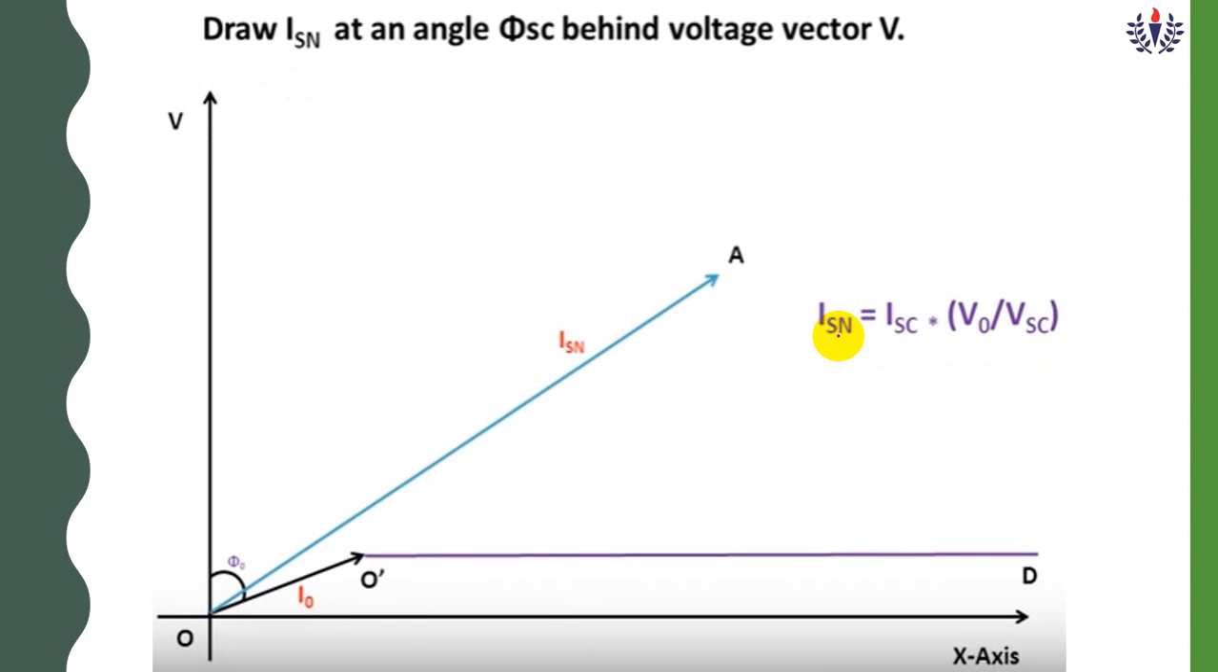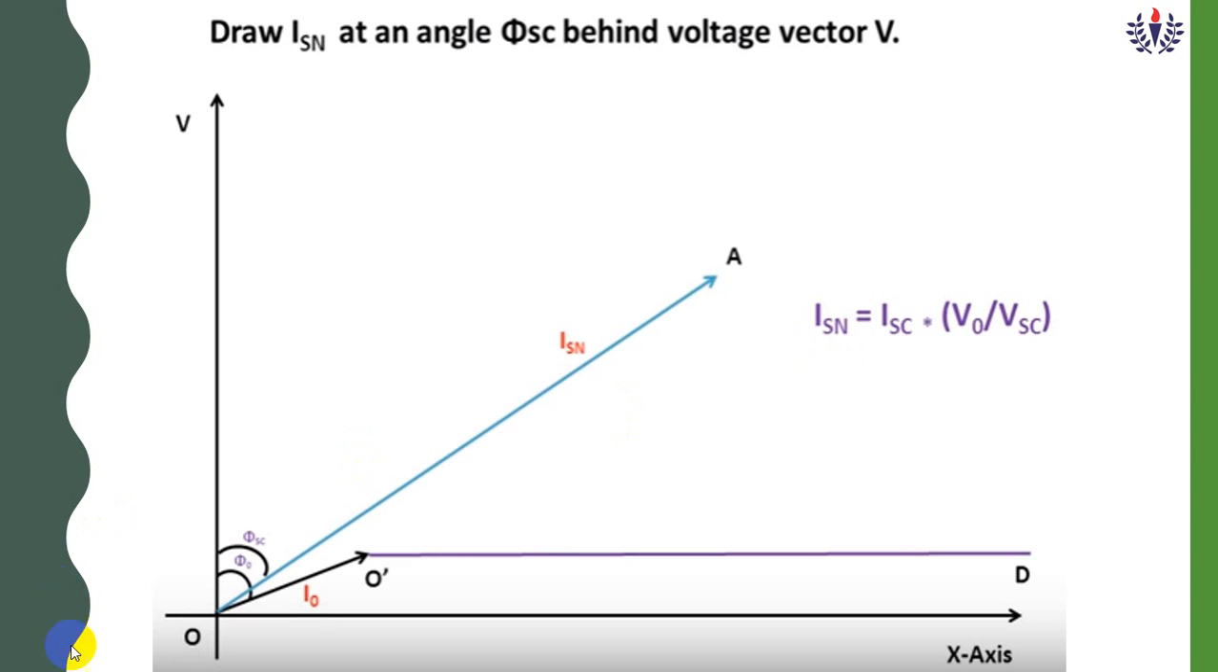Then from point O again, you have to measure an angle of phi SC, then draw a straight line of ISN. Mark a point of 5 ampere as A. When you draw the circle diagram using the values, then you will understand. These are the steps, you just follow these steps.